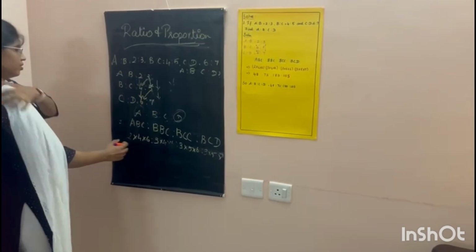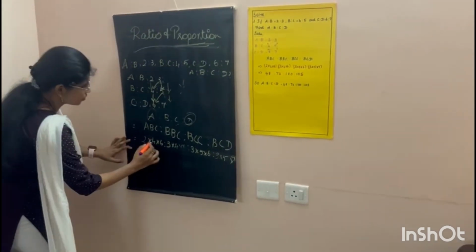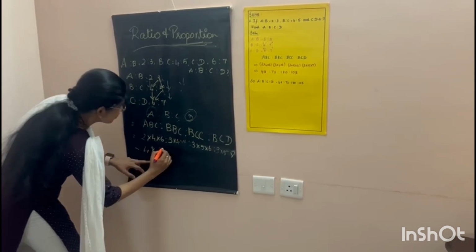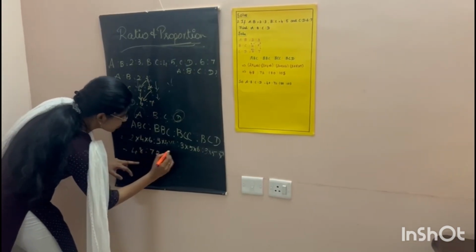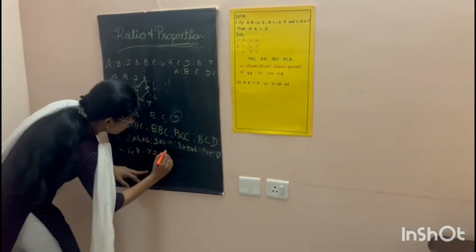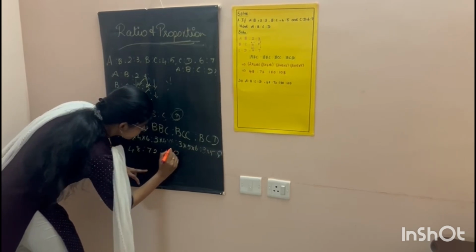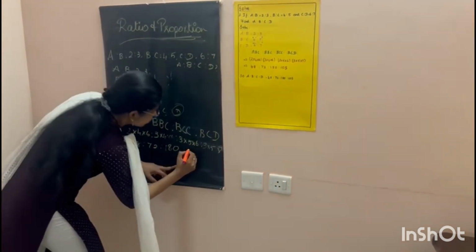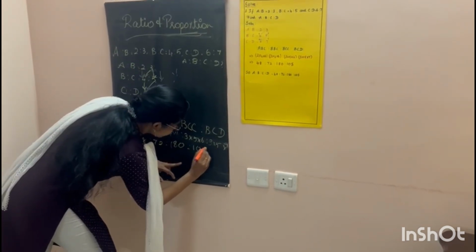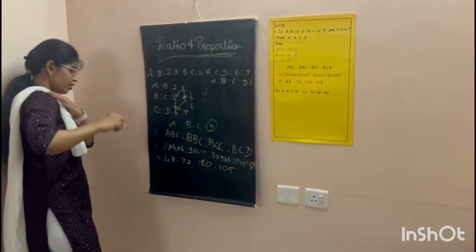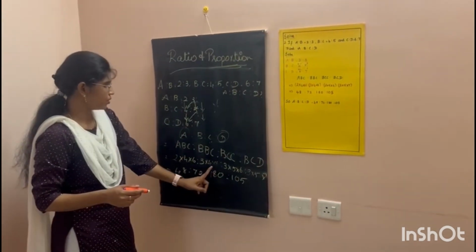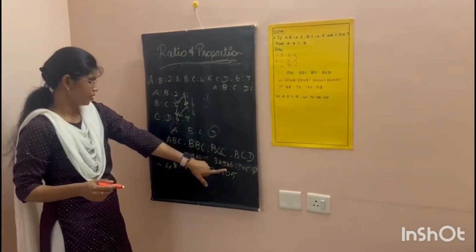So we got the answer: 2 into 4 into 6 is 48, 3 into 4 into 6 is 72, 3 into 5 into 6 is 180, and 3 into 5 into 7 is 105. So a is to b is to c is to d is 48 is to 72 is to 180 is to 105.